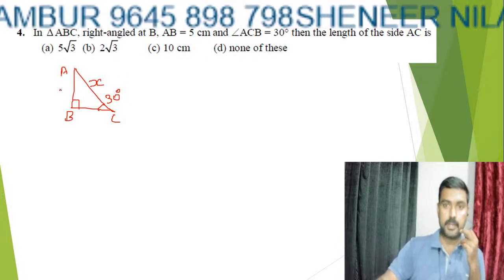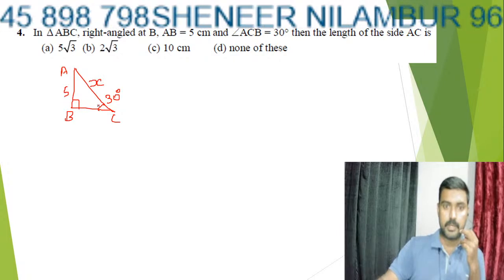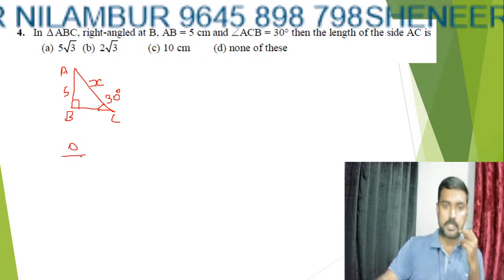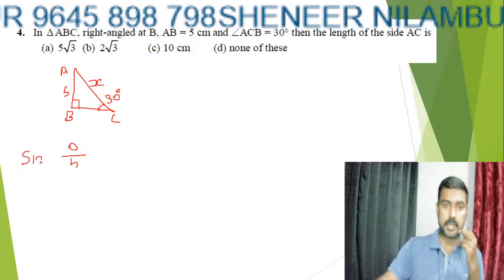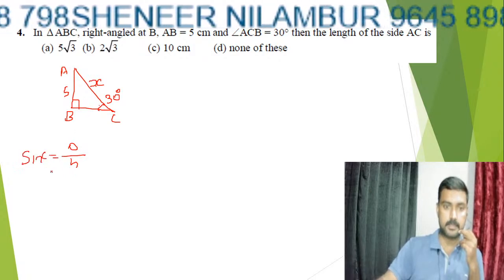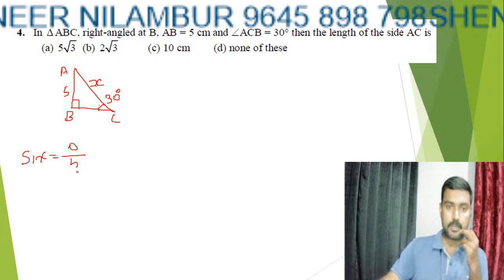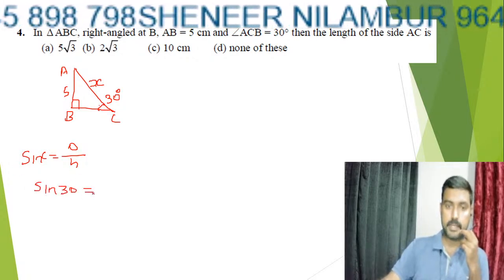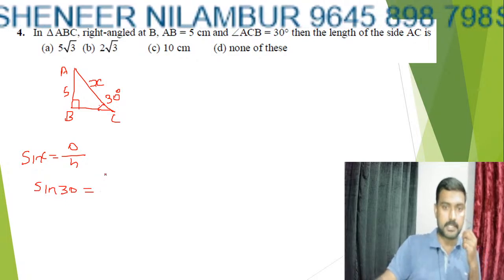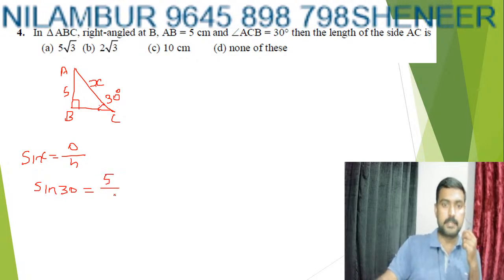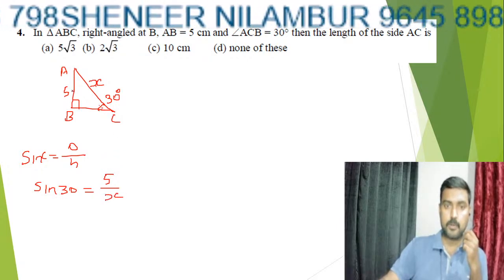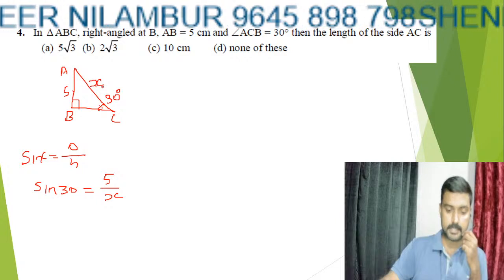And what is given? AB is given, 5. Here, opposite to 30 degrees is 5, and the hypotenuse. Opposite by hypotenuse means we know that it is sin C. So sin C is equal to opposite by hypotenuse. So sin C means the angle is 30 degrees, the opposite side is 5, and the hypotenuse is X. This angle's opposite is 5, hypotenuse is X.